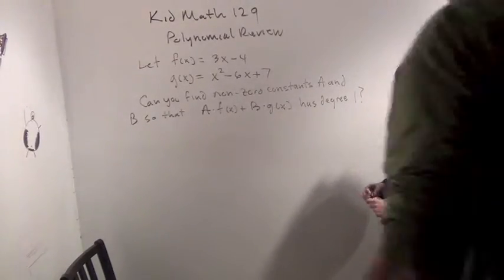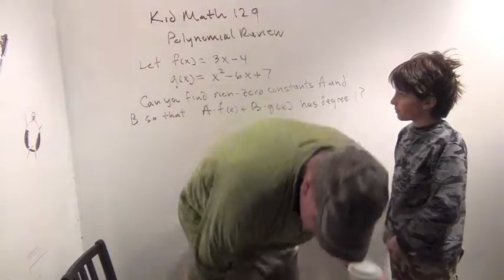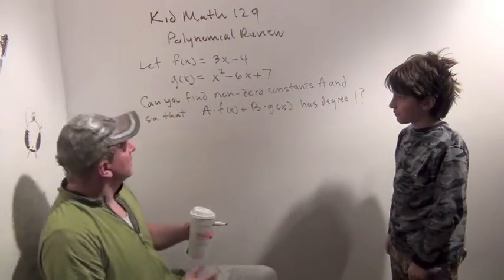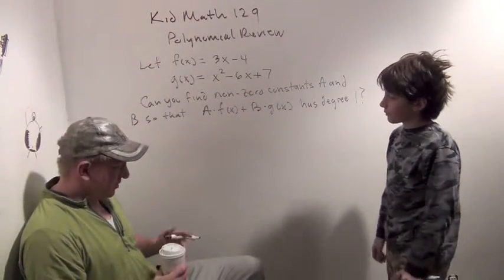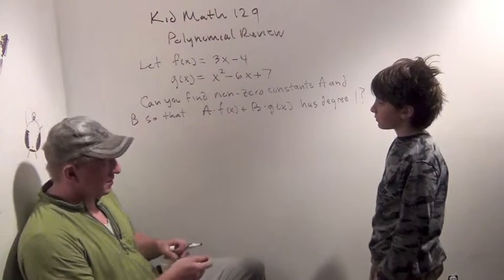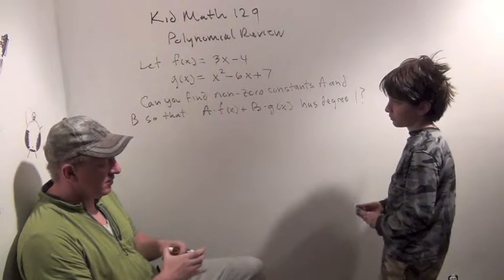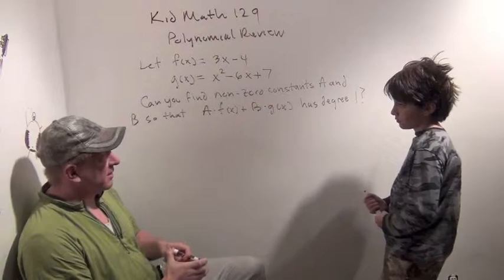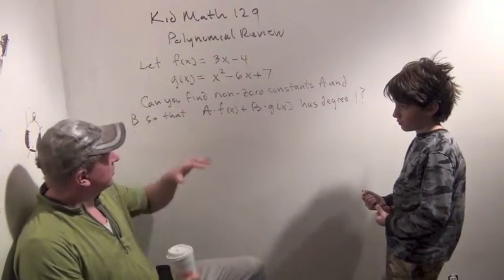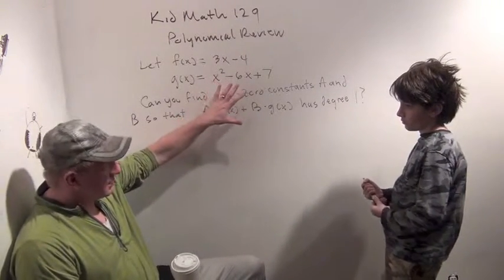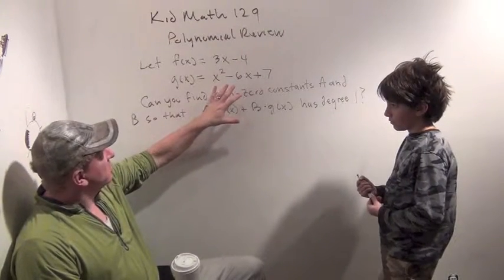KidMath number 129. So we're in our review section of chapter 18 of Art of Problem Solving's algebra book. And we're starting to get questions that require some pretty serious understanding of abstract math concepts. So I wanted to review this question. This is one we've already done today, but I wanted to just review it.